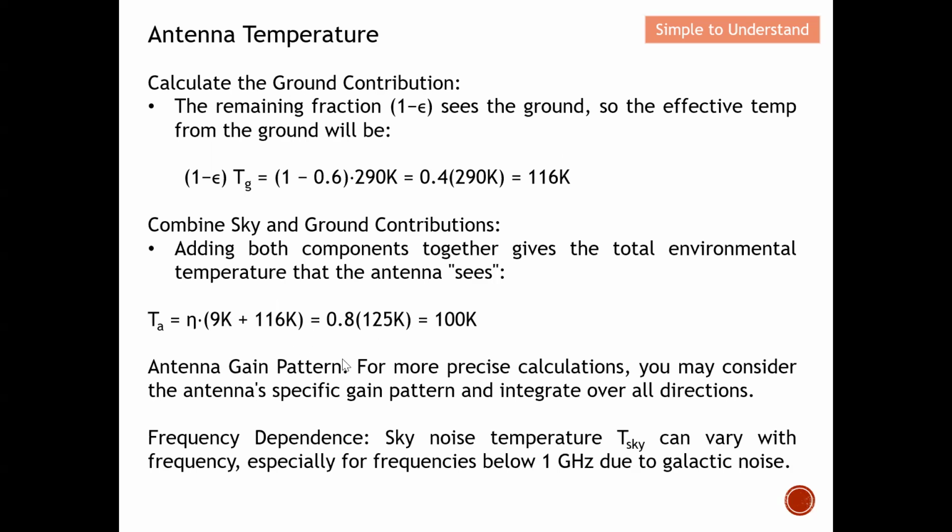For a more precise calculation, you probably need to discuss the antenna-specific gain pattern and also integrate over all directions, which is the earlier formula that I mentioned. The sky noise temperature can vary with frequency, especially for frequencies below 1 gigahertz, because of the galactic noise here. So we need to take care of this.